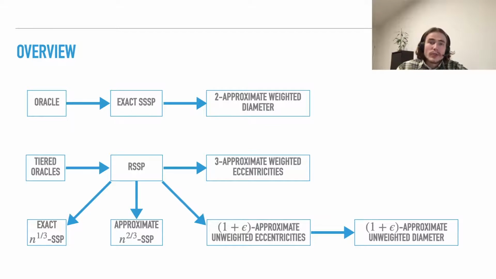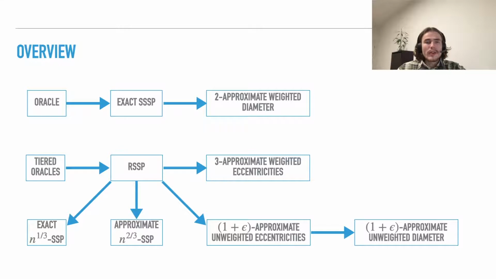In this slide, you can see the connection between different results. In the warm-up part, we show how to simulate an oracle. We use it to solve the exact single source shortest path problem, and this immediately implies a two-approximation for weighted diameter.